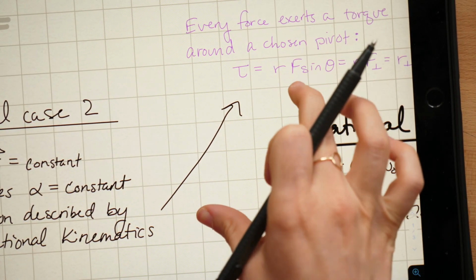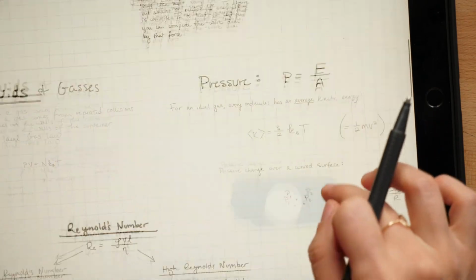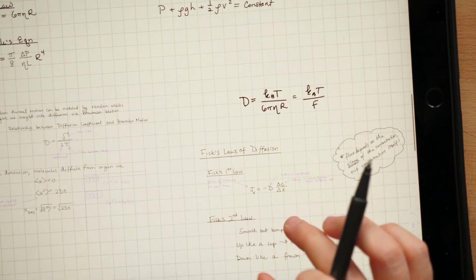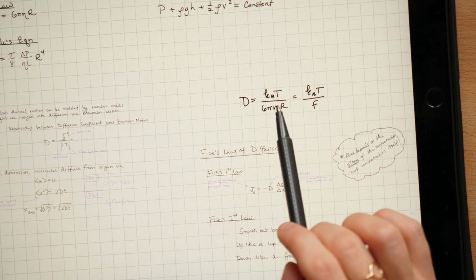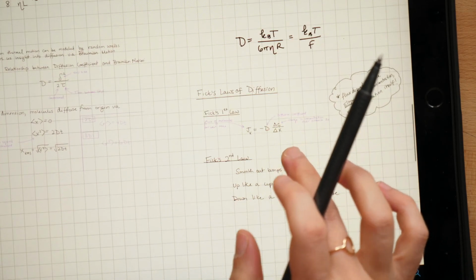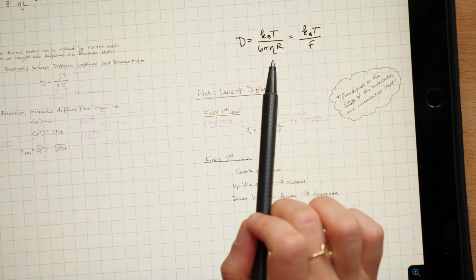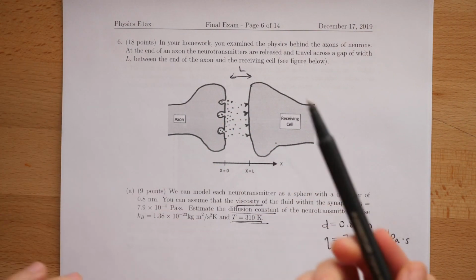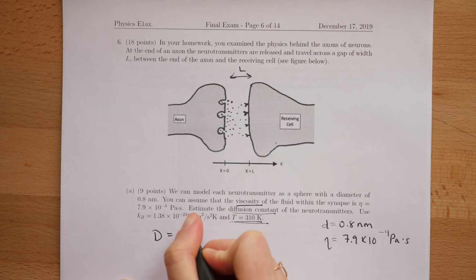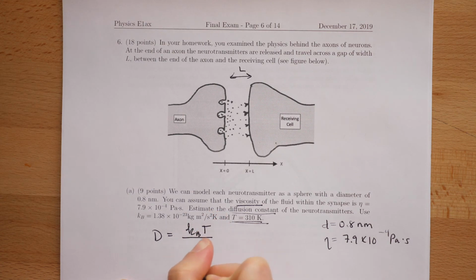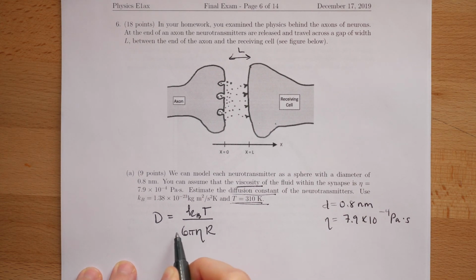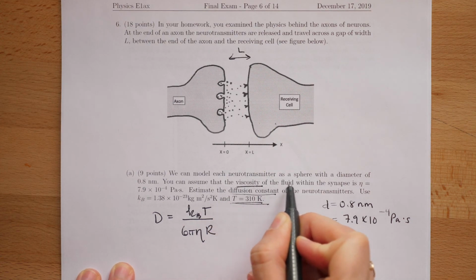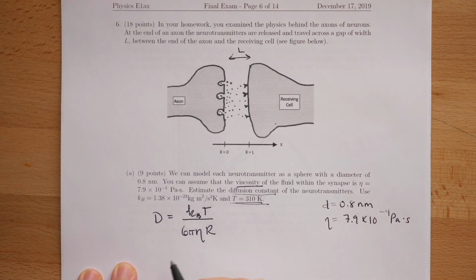So let's look at what we have for diffusion. They told us kB and they told us temperature. Out of all of these equations, this one's looking good, right? So let's try that. We're looking for the diffusion constant D, which is kBT divided by 6 pi times viscosity times the radius. And remember, this is the drag force on a sphere, and we're modeling these as little tiny spheres.